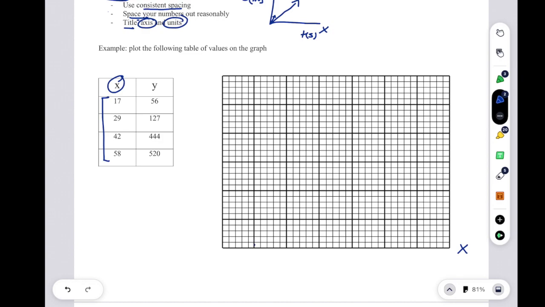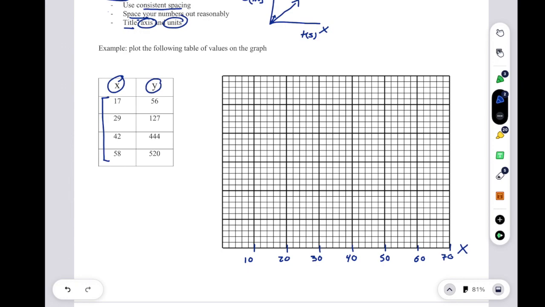So for this one, I think it'd be easiest to go, let's see how many lines we have. 1, 2, 3, 4, 5, 6, 7, and we need to get just about to 60. So let's just do each one as 10. 20, 30, 40, 50, 60, 70. Okay, it goes a little bit farther than I need, but that's okay.